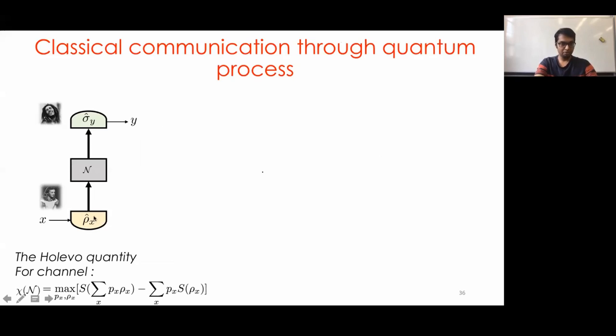The maximum amount of information, I will talk more about this quantity, the Holevo quantity, later. One way to quantify the information transmission is given by this Holevo quantity of the channel, which is represented by this expression, where S is the von Neumann entropy. Here we have to maximize over all possible ensembles of Alice's states to maximize this quantity.